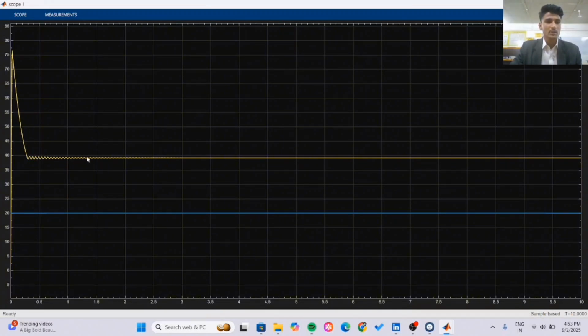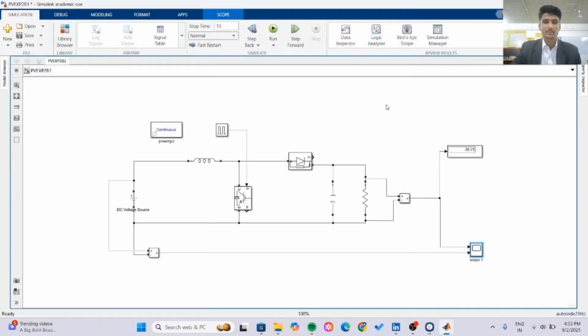And here is the constant 40-volt line. Just at the starting, there is a spike, which will be reduced by us with certain modifications in the circuit. So this was all about the circuit, the input and output parameters.